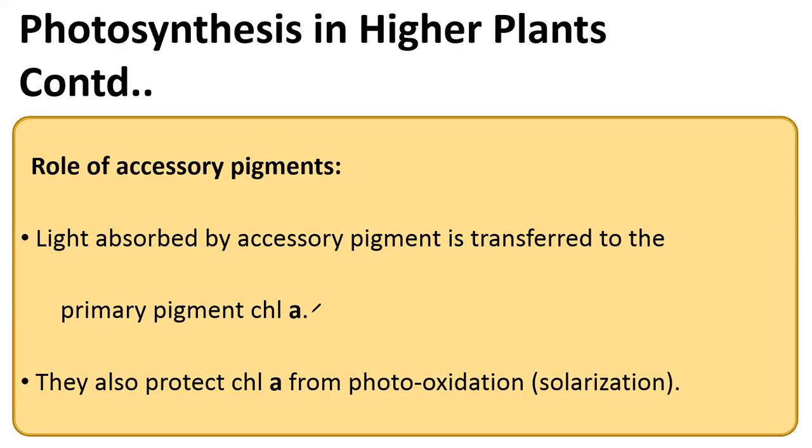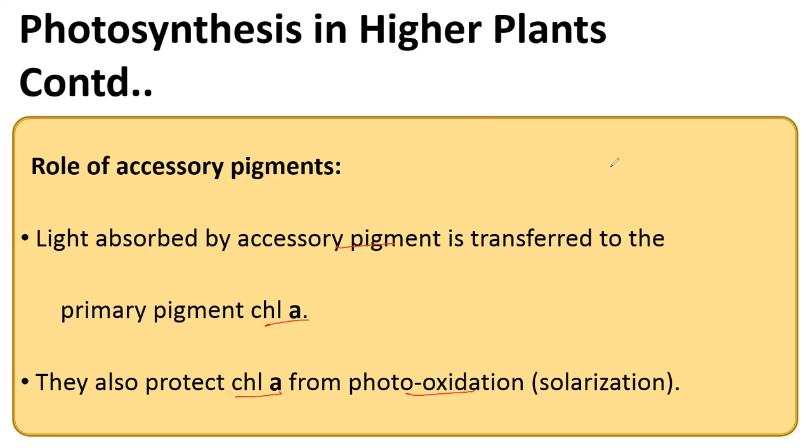which is chlorophyll A. We saw in the previous video that chlorophyll A is the central pigment, primarily needed for converting solar energy to chemical energy. Wherever they absorb light, their action spectrum and absorption spectrum are exactly superimposed, where the rate of photosynthesis is maximum. So chlorophyll A is the primary pigment, and whatever energy is absorbed by the accessory pigments will be transferred to chlorophyll A. The second thing is they also protect chlorophyll A from photooxidation.